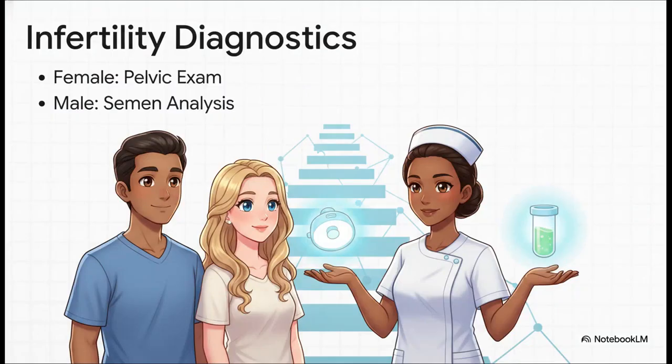Now, if contraception is one end of the spectrum, infertility is the exact opposite. But remember this key rule. An infertility evaluation always requires parallel workups for both partners. And you have to start with the least invasive methods. You wouldn't just jump straight to a laparoscopy for the female partner before doing a basic, totally non-invasive semen analysis for the male, right? Always step logically from least invasive to most invasive.